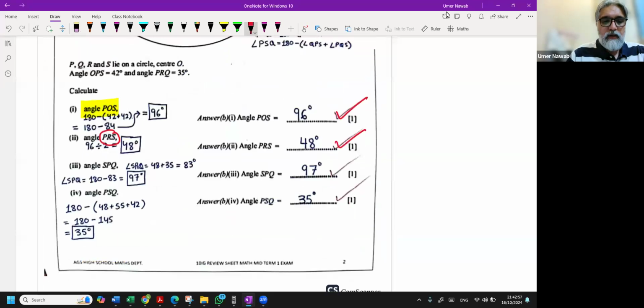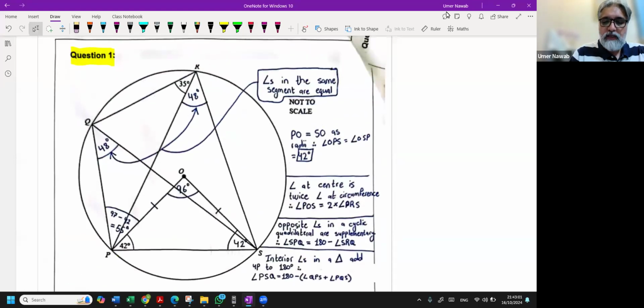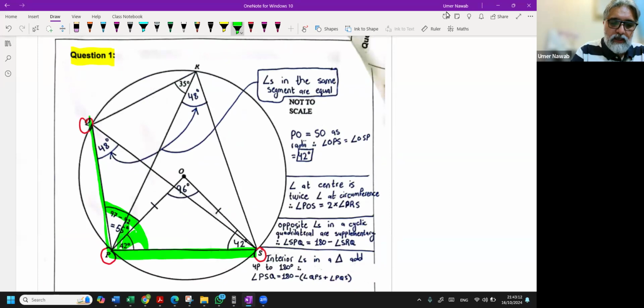So this is done. Angle SPQ. So where is S? This is S, this is P and this is Q. So he's asking you this angle. This total angle is required by him. How can I get it?